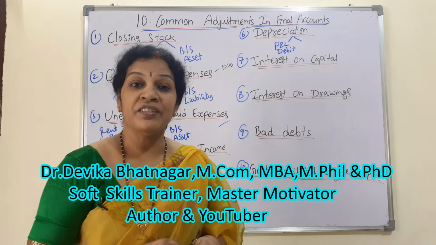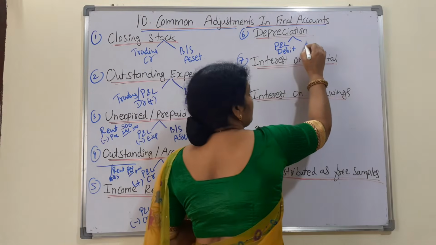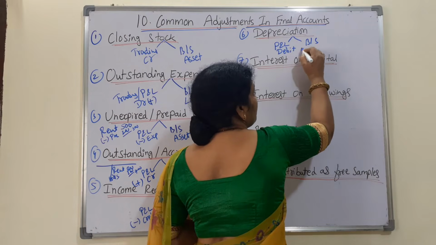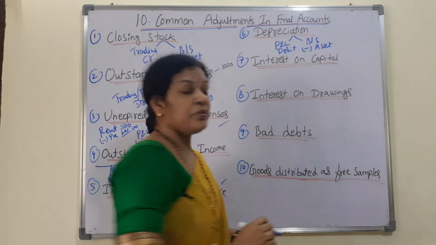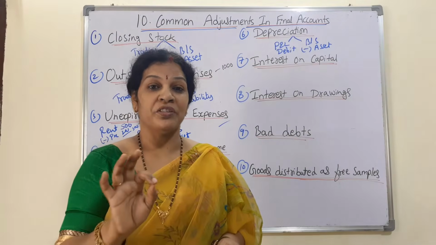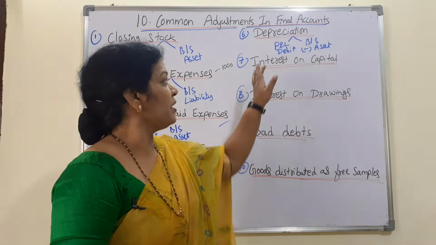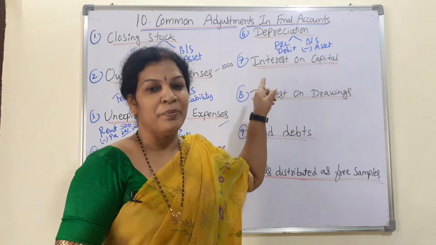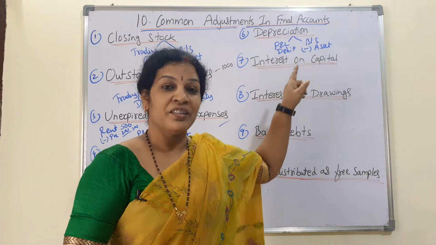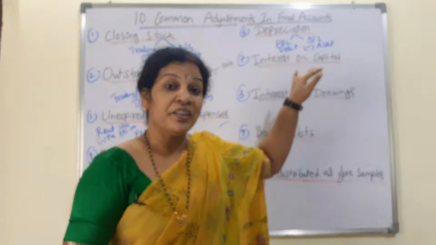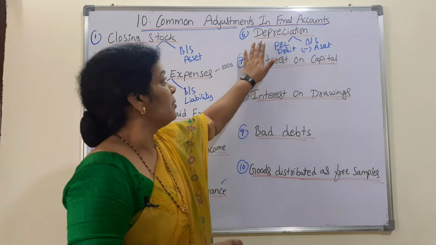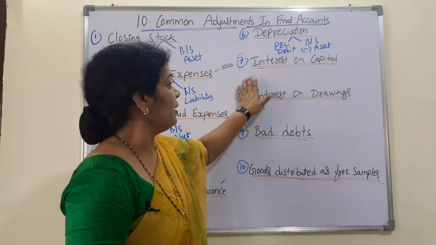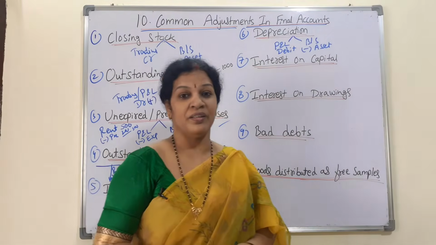And the second time, where does it appear? In the balance sheet: deduct from the asset. Suppose depreciation on machinery is given. Then we write it on the debit side of the P&L account, depreciation on machinery. And the second time, in the balance sheet, deduct from the machinery. Okay, so this is depreciation.